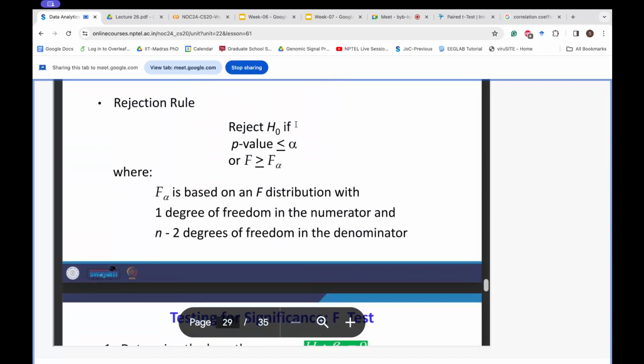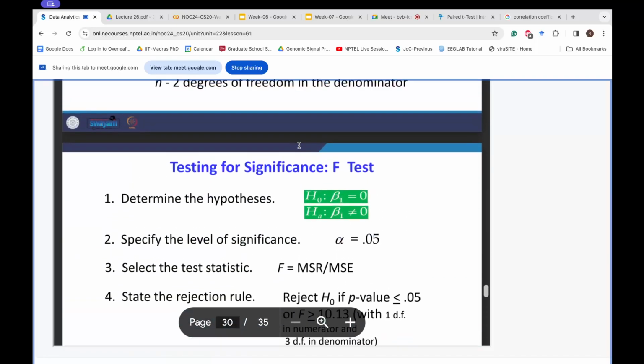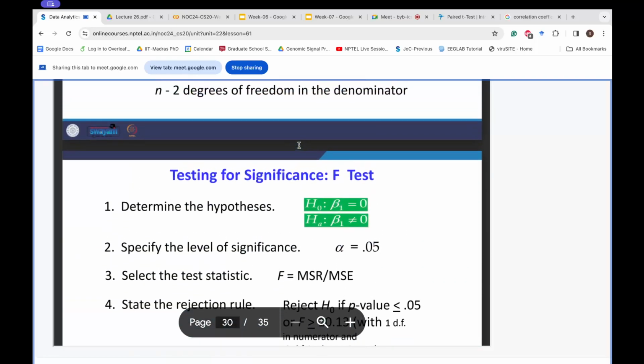And then similarly, as we did in ANOVA, based on the given level of significance, you will compute F alpha. If F is greater than or equal to F alpha, you will reject the null hypothesis, or if the area under the curve for this particular F is less than alpha, then you will end up rejecting your null hypothesis. So this is the overall overview of that, and let us now see how we can solve this in Python.